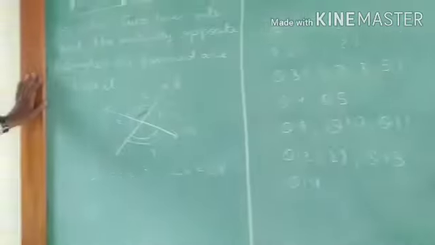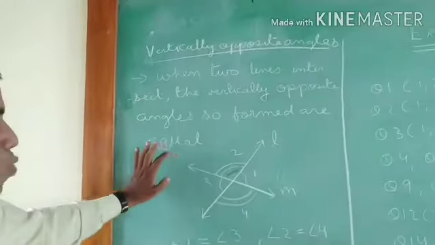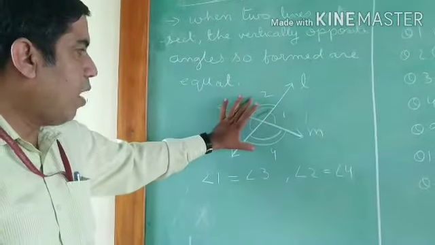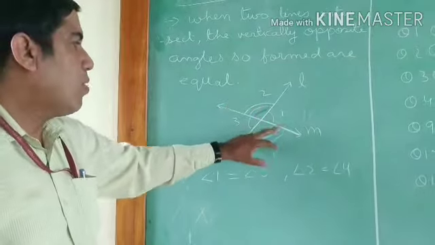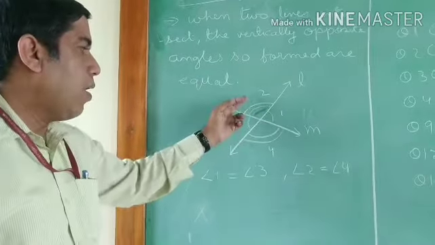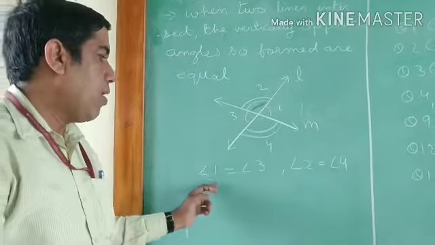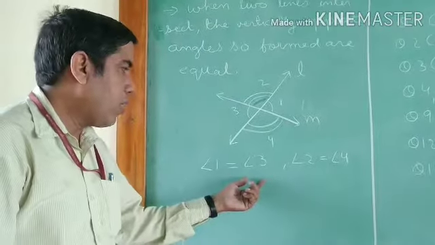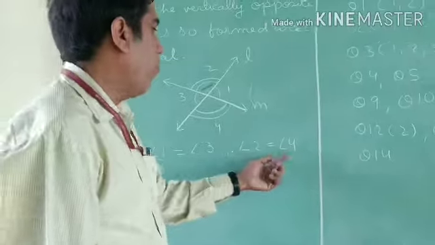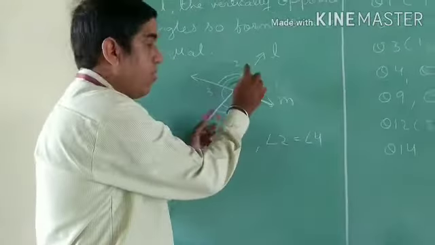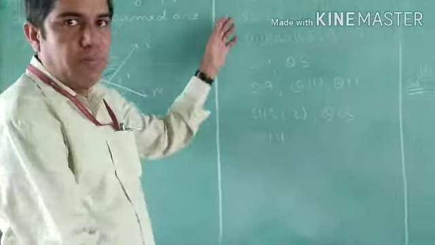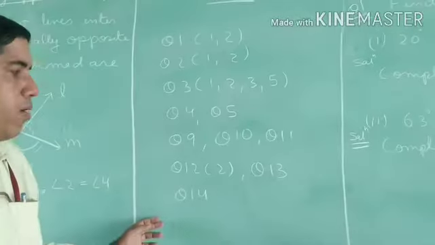One is vertically opposite angle. When two lines intersect each other on a plane, then these opposite angles will be equal. So you can see angle 1 equal to angle 3, angle 2 equal to angle 4. So it is called vertically opposite, and they are equal. Just opposite to each other. You can see here 1 and 3 are opposite, 2 and 4 are opposite. And these problems I am going to discuss with you, as I just now said.